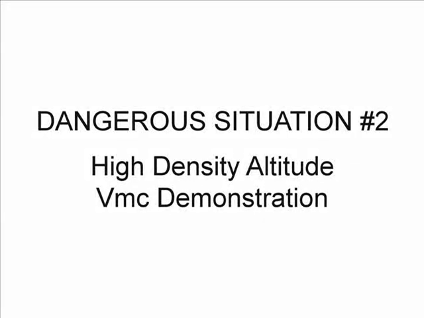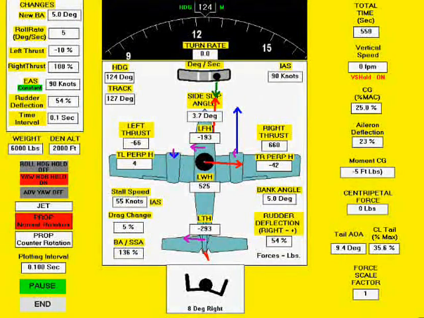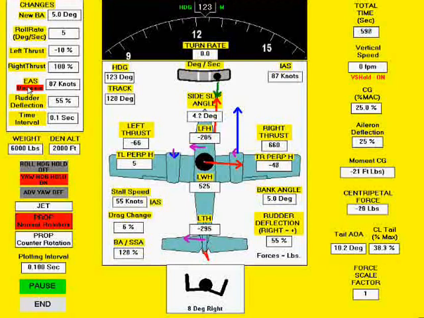VMC demonstrations have resulted in a number of fatal accidents. Let's see why this required training maneuver can be so hazardous. We have taken off from a sea-level airport and are now at 2,000 feet. After reducing the left engine to idle and setting takeoff power on the right engine, we raise the nose to gradually reduce airspeed while maintaining heading with increasing right rudder deflection.